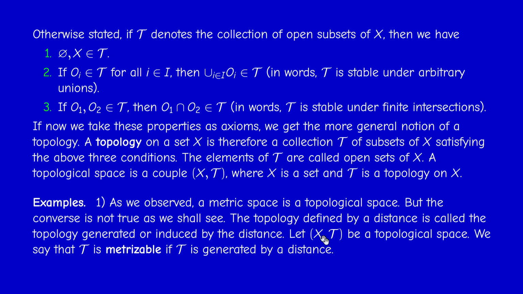Now, if we have a topological space (X, T), we say that T is metrizable, or X is metrizable, if T is generated by a distance. This is an important concept because here we have to distinguish between topological spaces and metrics. Topological spaces are, of course, generalizations of metric spaces.